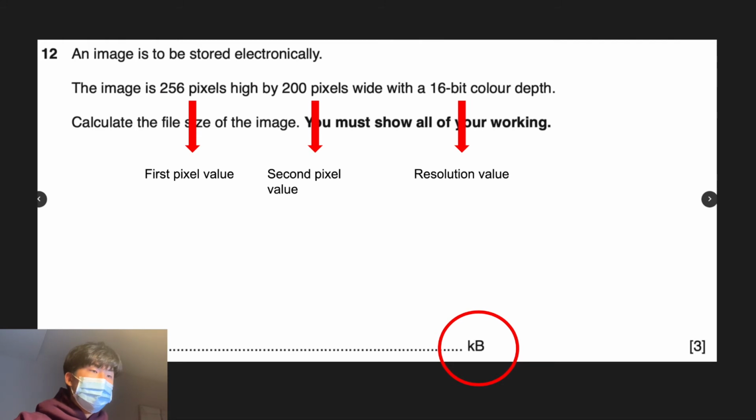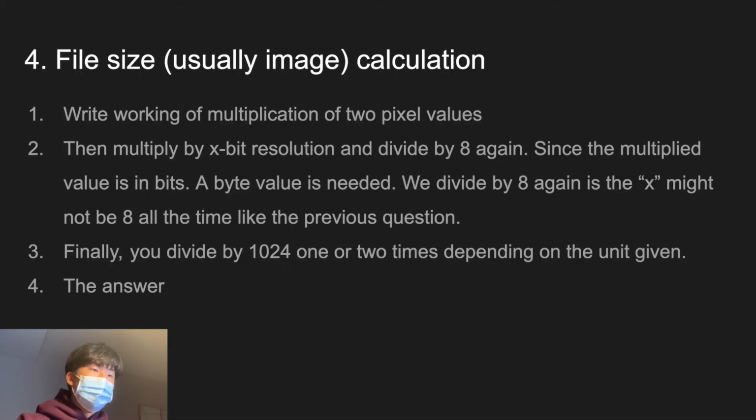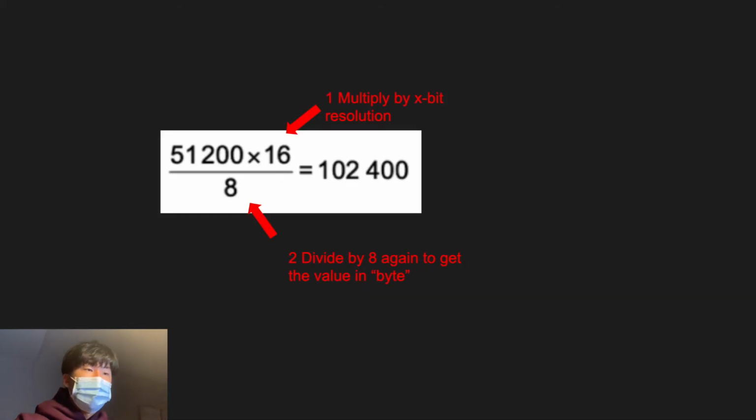So what you have to do is first write working of multiplication of 2 pixel values, which awards 1 mark for working. Then, secondly, multiply this value by X-bit resolution given in the question, and divide by 8 again, since multiplying resolution value gives the final value in bits. So if you divide again by 8, this gives a byte value. The reason you do this is the X may not be 8 all the time. As you look at this, what I mean is the resolution value is usually 8, but it can be 16, so you have to divide by 8 again.